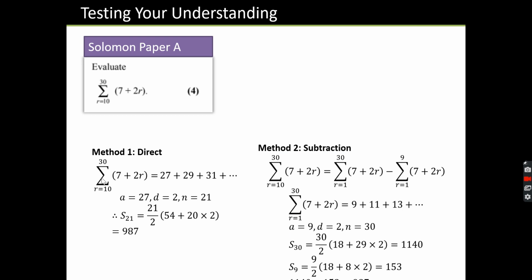The method on the right is an alternative. What you can do is say the 10th to the 30th terms is the same as the first 30, take away the first 9. If you're doing further maths, this is the technique that you should use because it will be more useful later.